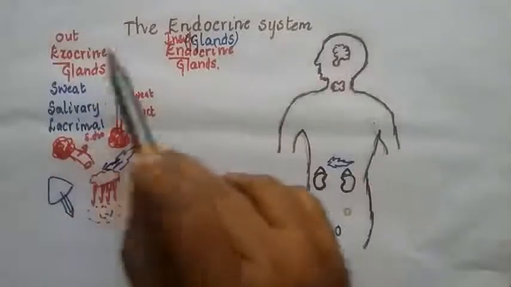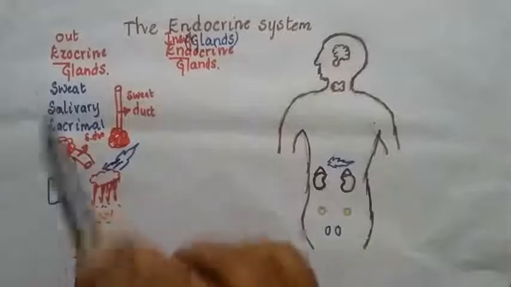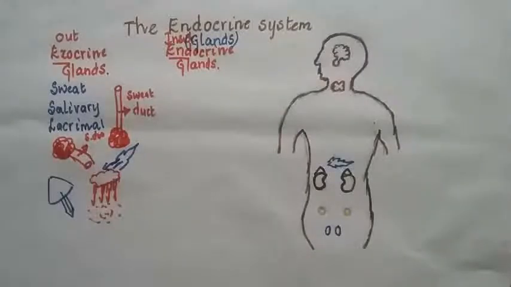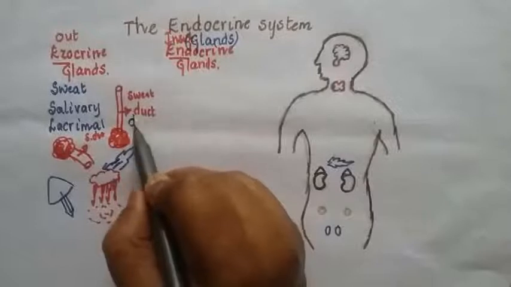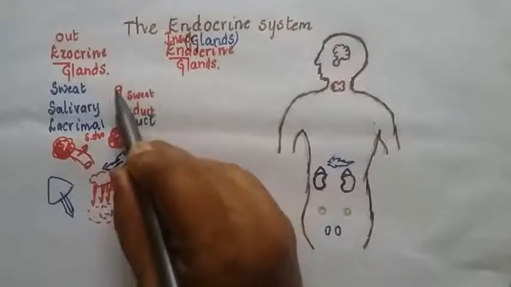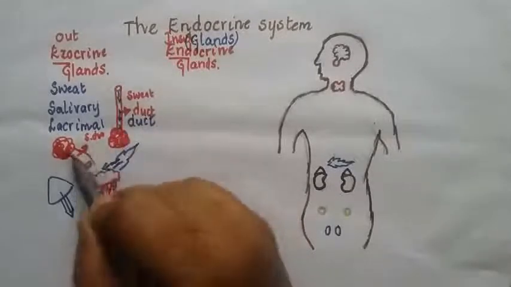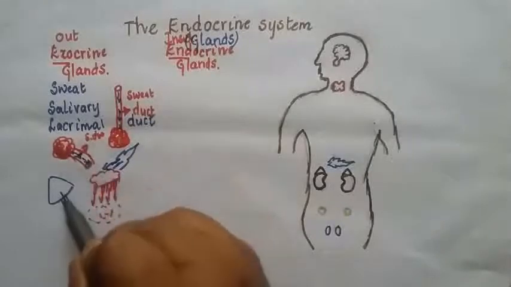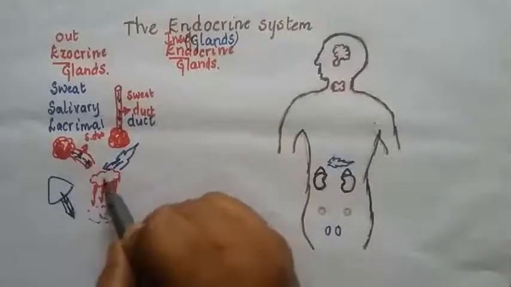Okay, so these are the examples of the exocrine glands. Children, if you observe, all the exocrine glands have one common feature, that is, they have a tube-like structure. They have a tube-like structure to pour out their secretion into the organ.